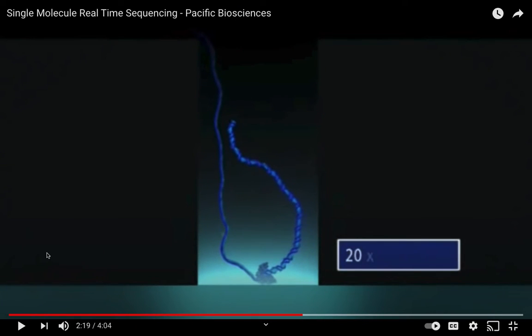So again, in this case, not a bead per se, but still this sort of slide with these wells approach.